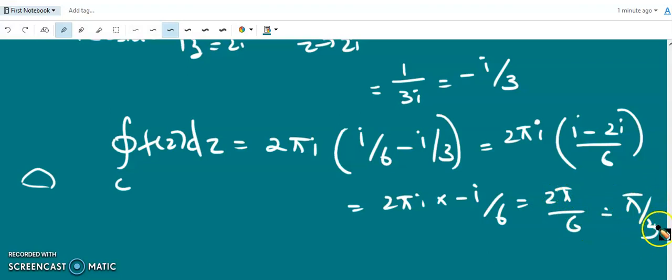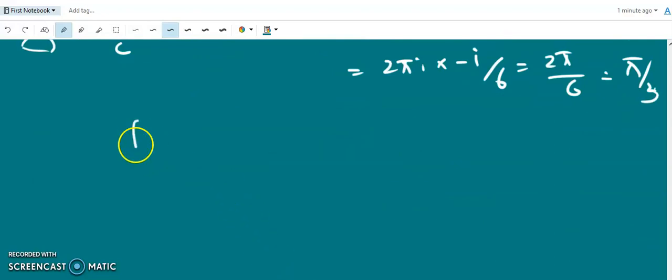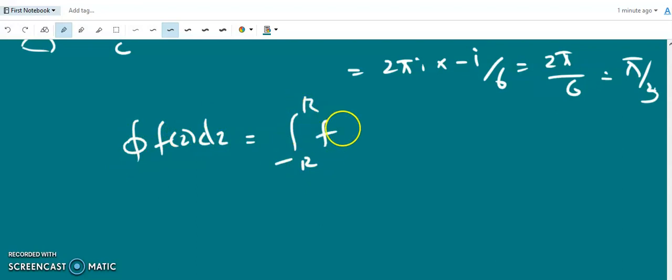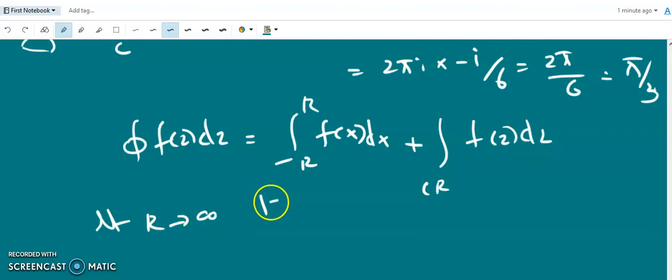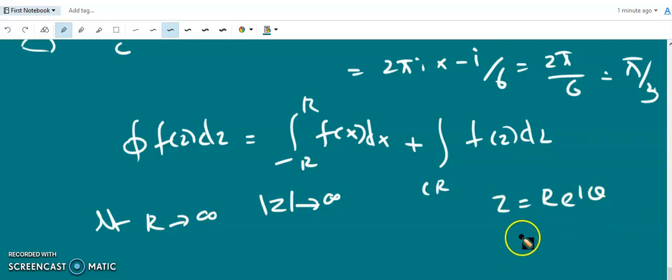But we know that this closed integral of f of z dz can be written as the integral from minus r to plus r of f of x dx, the real integral, since it is on the real axis, plus the integral over the curved part, f of z dz. So let r tends to infinity, that is mod z tends to infinity, and for this curved part of the semicircle, z equal to r e to the power i theta, and dz is equal to i r e to the power i theta.